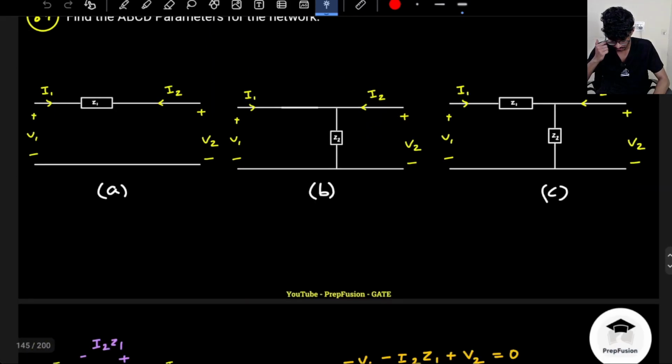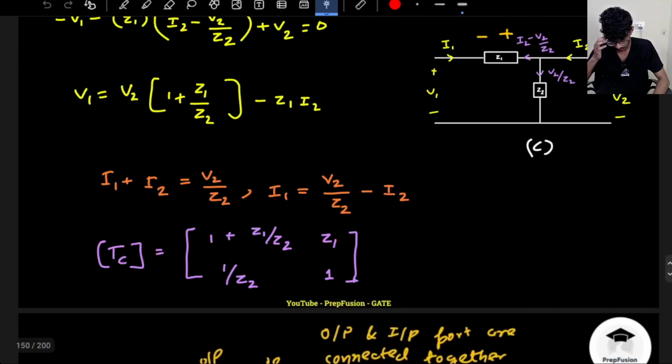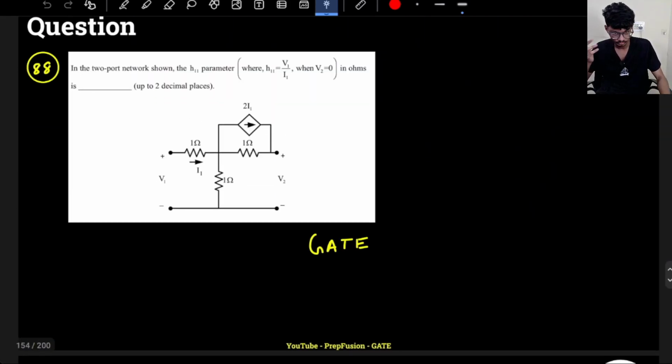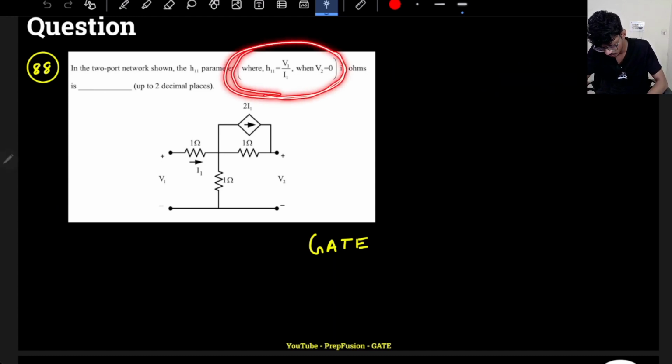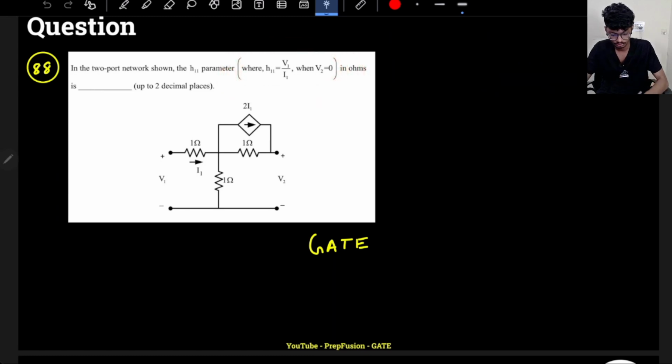In the next question, this was already done. This one I gave you as homework. So let's find out the H11 parameter. If they have asked you to find an individual parameter, you will not solve the whole network. You will just apply the condition. And just look at this, they have even given you what your H11 is, V1 by I1.